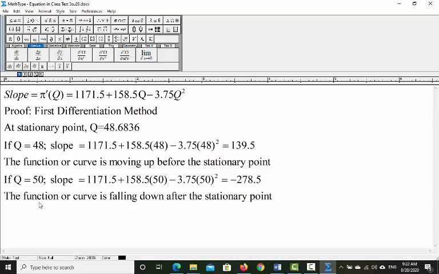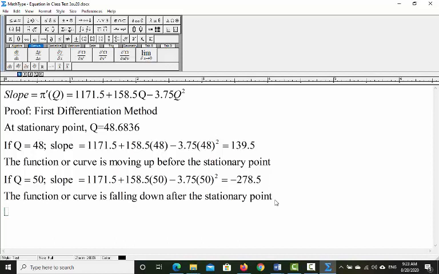So we have checked the slope after the stationary point, because we have taken the value of Q 50 and at the stationary point the value is 48.1. We found it negative. So the function or curve is falling down after the stationary point. That means the shape of the curve is like concave down, so the stationary point is obviously the maximum point.